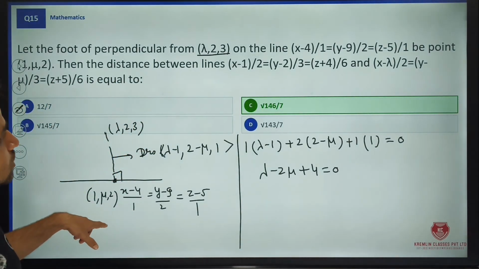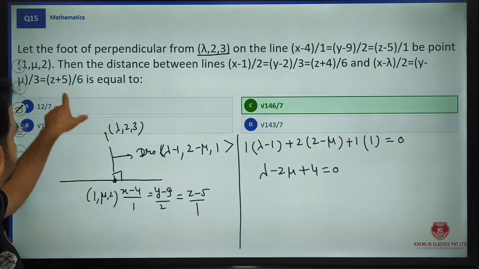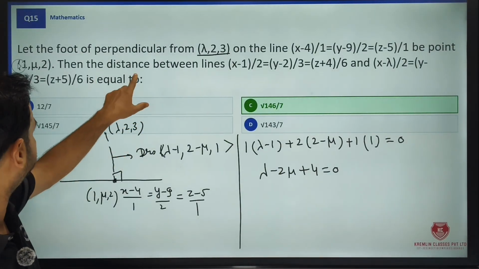Now what do we have to find? We also have to find the distance between these two given lines, which are parallel.